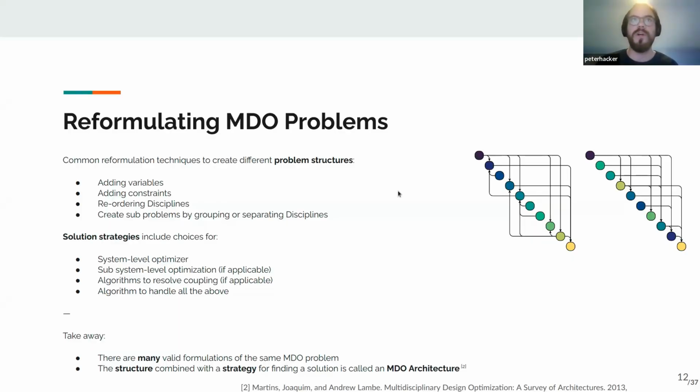So in order to solve an MDO problem, you obviously have to take whatever you're dealing with in the real world and formulate it as an optimization problem. So there are different techniques for doing that reformulation. I think these are common across formulating any optimization problem, but some are more specific to MDO: adding variables, adding constraints, depending on your use case, and then reordering disciplines or creating sub-problems and grouping disciplines are a couple other common ways of creating a problem structure for the MDO.